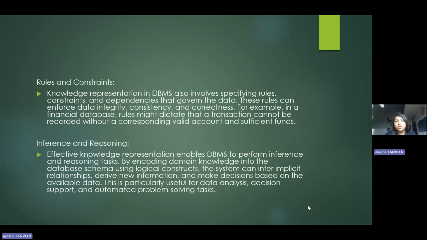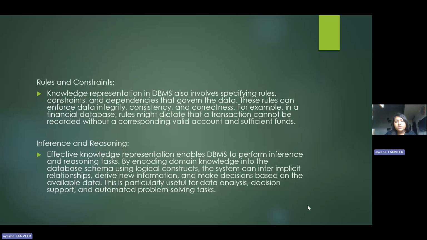Rules and constraints. Knowledge representation in DBMS also involves specifying rules, constraints, and dependencies that govern the data. These rules can enforce data integrity, consistency, and correctness. For example, in a financial database, rules might dictate that a transaction cannot be recorded without a corresponding valid account and sufficient funds.